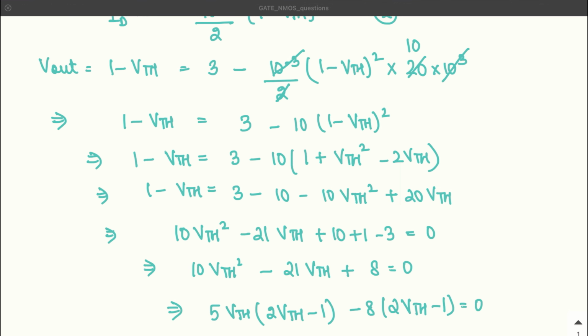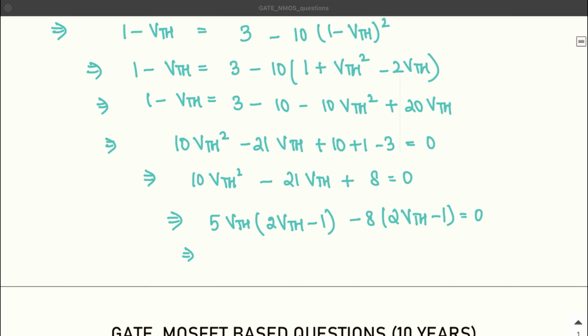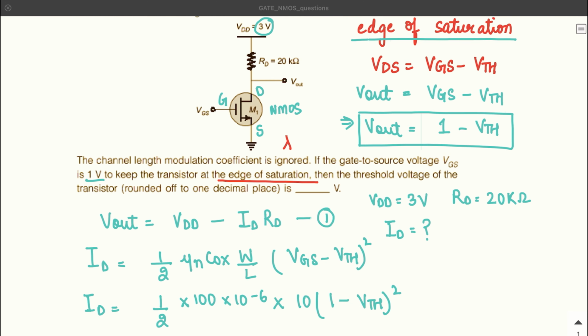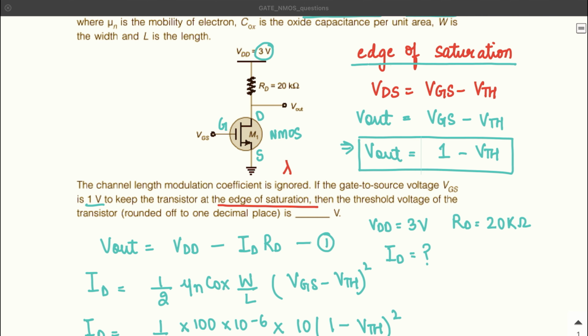Minus 1 is 0. Now when we try to find out the possible values of VTH from here, we get either VTH could be 8 divided by 5 or VTH could be 1 divided by 2. Now 8 divided by 5 will come out somewhere around 1.6 volt. Now if you take VTH as 1.6 volt, then your VGS value is at 1 volt. So what will happen in that case?